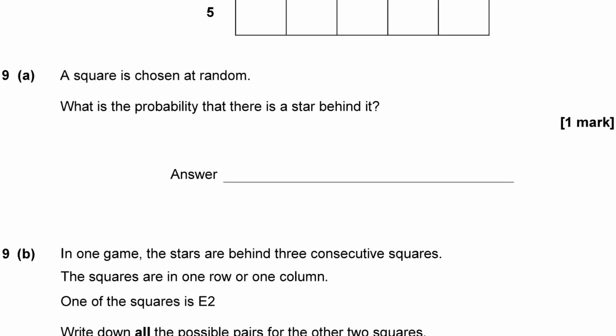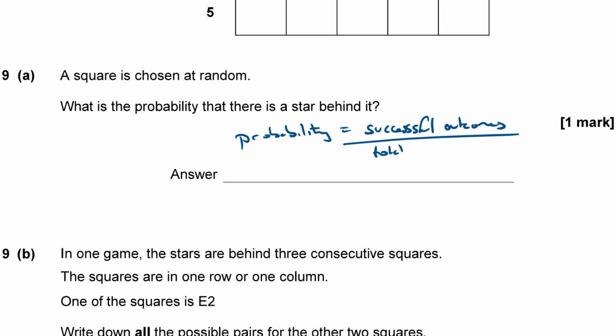Now you should know that probability is defined as successful outcomes divided by total outcomes. Now in this case, there are 25 outcomes in total that you could pick. You can pick any one of those 25 squares, and 3 of those would be winning squares. So the probability that there's a star behind it is just simply 3 out of 25.